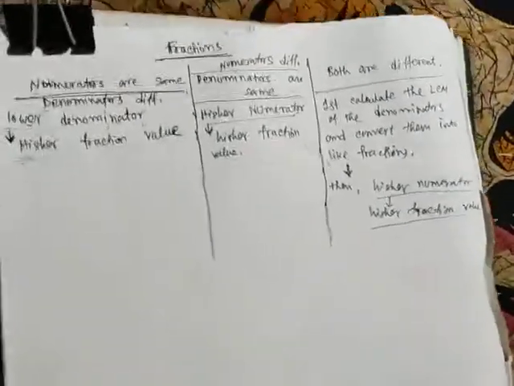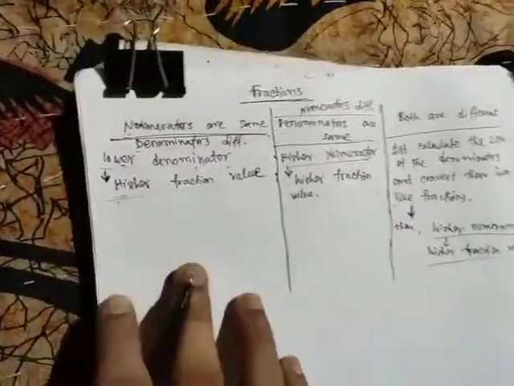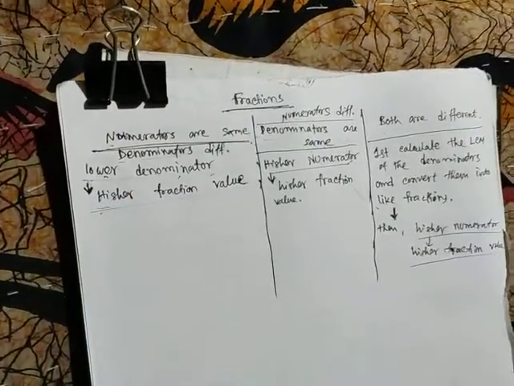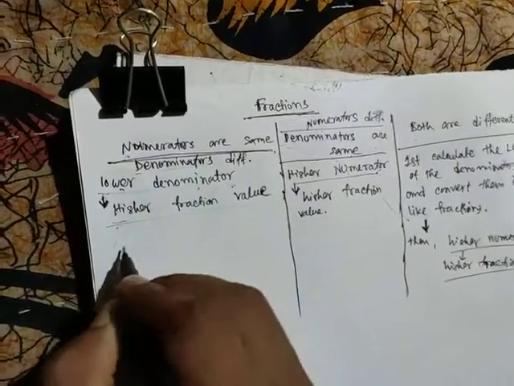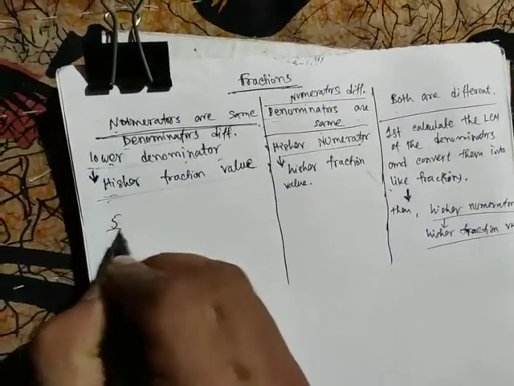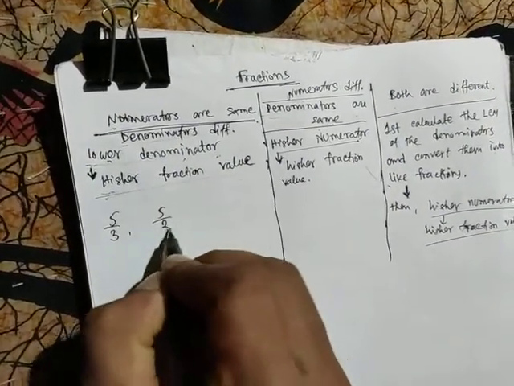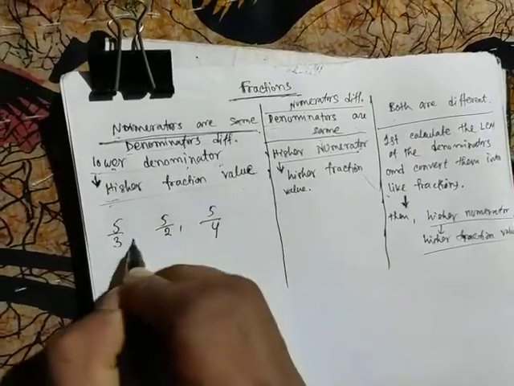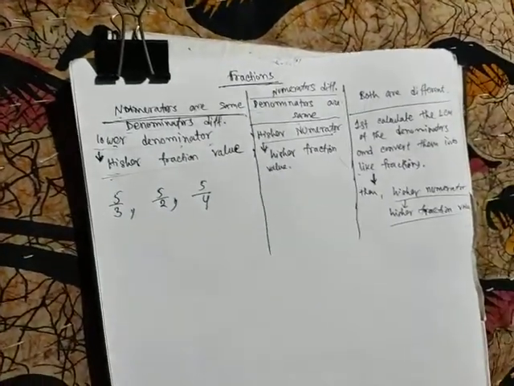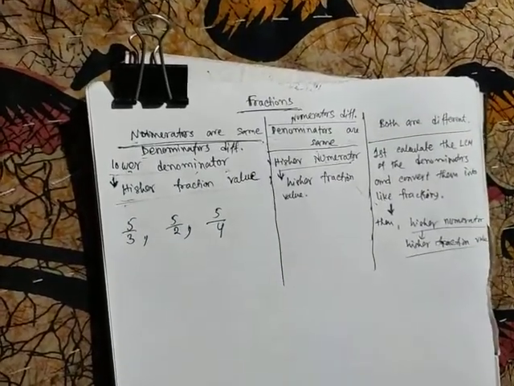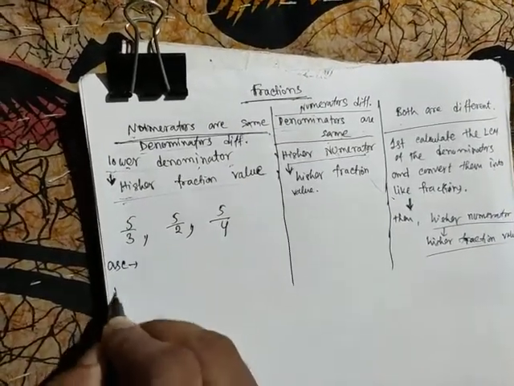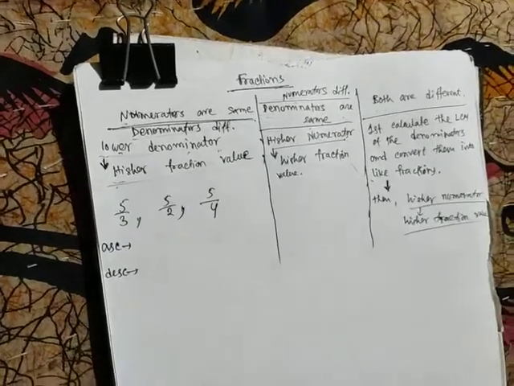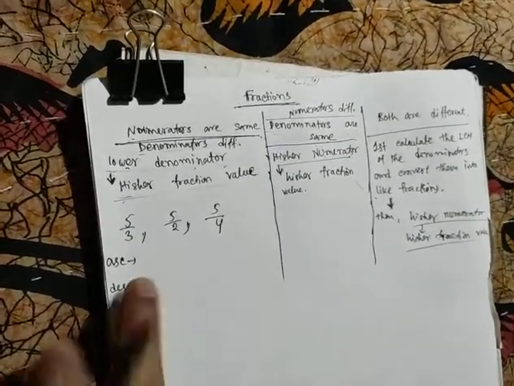Now I will give you examples. Suppose you are given three fractions with the same numerator: 5 upon 3, 5 upon 2, 5 upon 4. You have to write them in ascending order and descending order. ASC means ascending order, DESC means descending order. So for ascending order, what did I say?